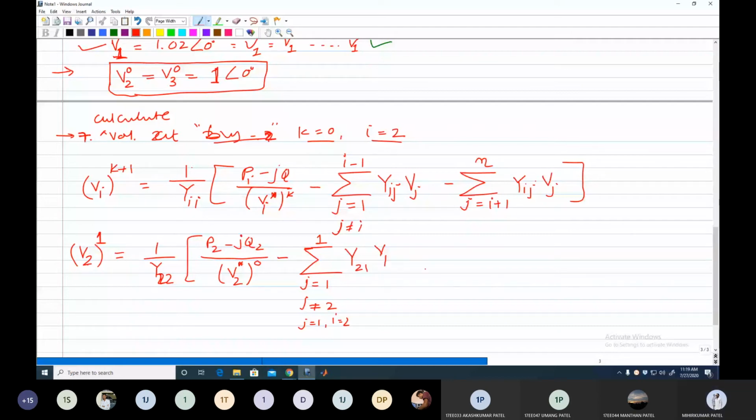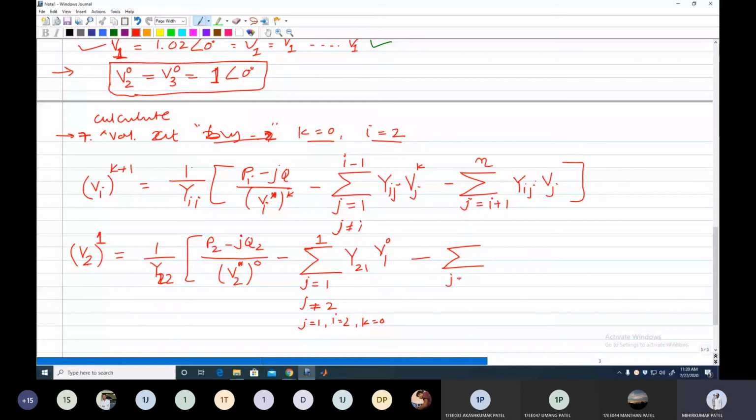Then we actually have V1 1, or V0... V k over here. So k is equal to 0. You can write k is equal to 0 over here. Minus, again, the summation of the next condition, j is equal to I plus 1, where I is equal to 2.